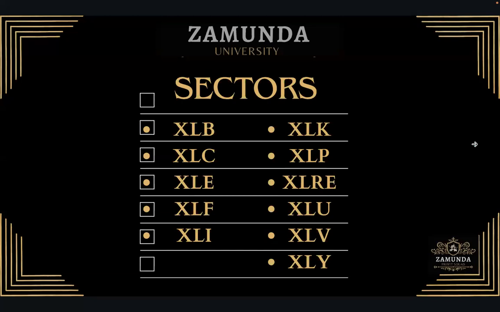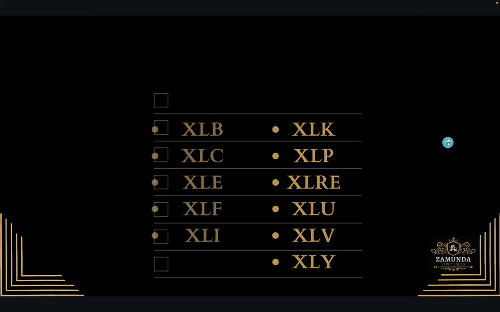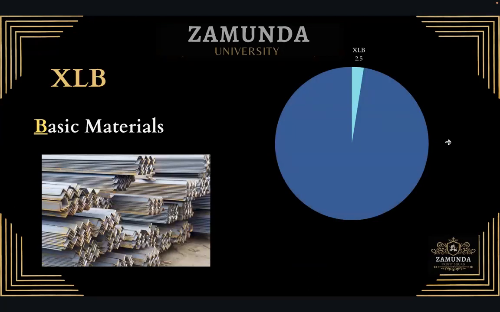Before you are able to understand what sector rotation is, you must understand what the sectors are, okay? So we have 11 sectors. We have XLB, XLC, XLE, XLF, XLI, XLK, XLP, XLRE, XLU, XLV, and XLY. And we're going to get into each of those individually. So first, we have XLB, which stands for basic materials.